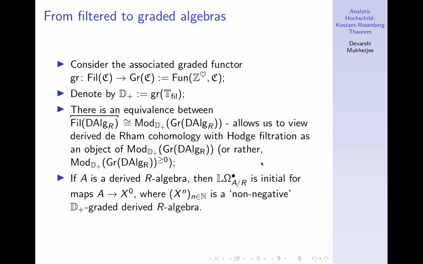Okay, now let's go from filtered to graded algebras. And there's a way to do that. It's called taking the associated graded functor. So this just takes filtered objects and takes its subquotients. Okay, and as I mentioned, there was this T-fill. This was the Postnikov filtration applied to the group algebra with a circle. Now, if we take the associated graded of that, we get some graded algebra.